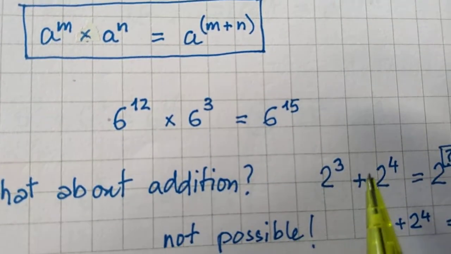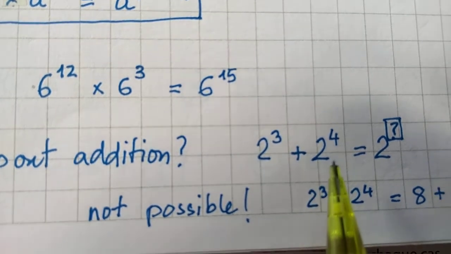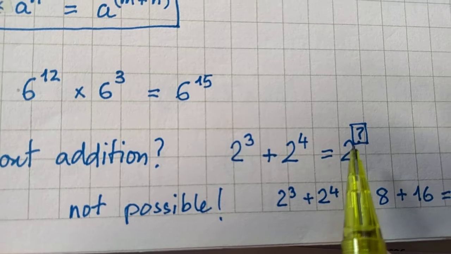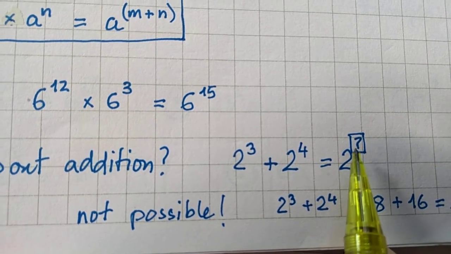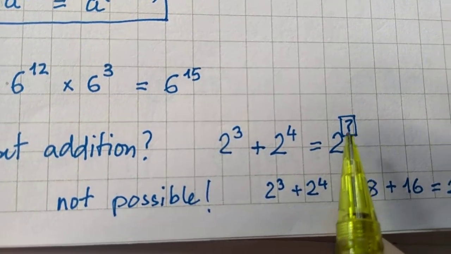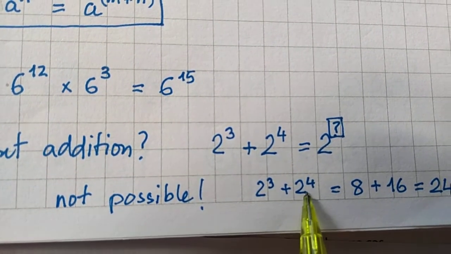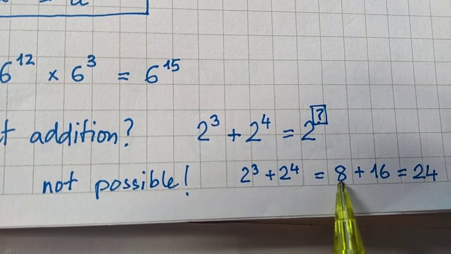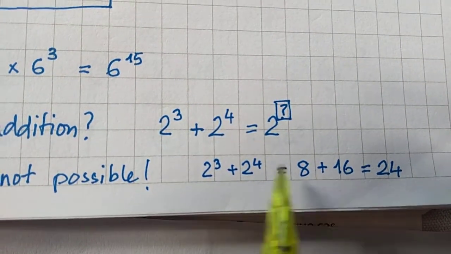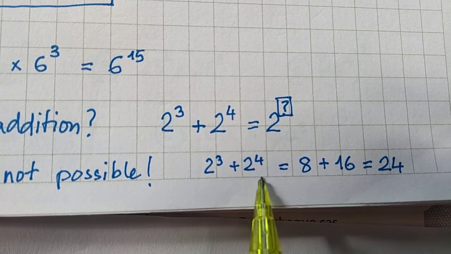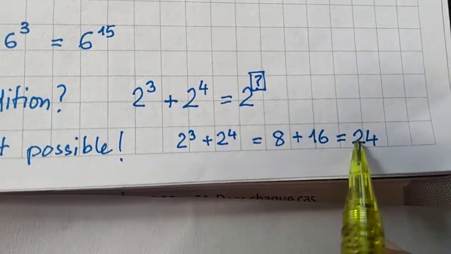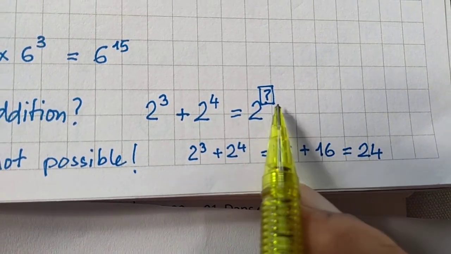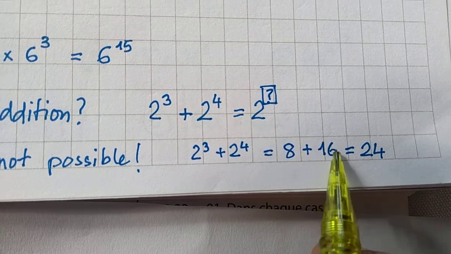What about addition? If I have 2 to the power 3 plus 2 to the power 4, what can I write? 2 to the power what? Actually, it is not possible to write it like this, where the question mark is replaced by an integer. 2 to the power 3 is 8, 2 into 2 into 2. 2 to the power 4 is 16, 2 into 2 into 2 into 2. So 8 plus 16 gives us 24. 24 is not a power of 2. So I cannot put an integer here to represent this.